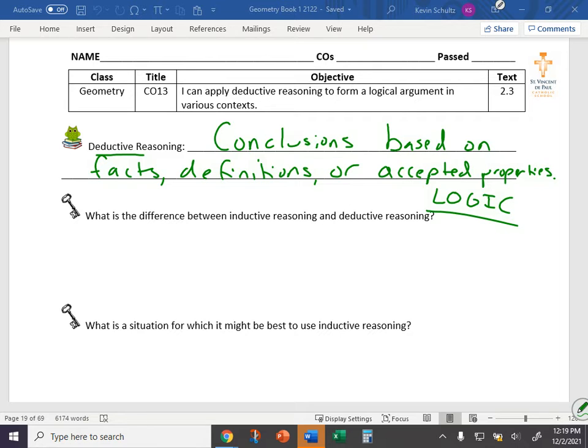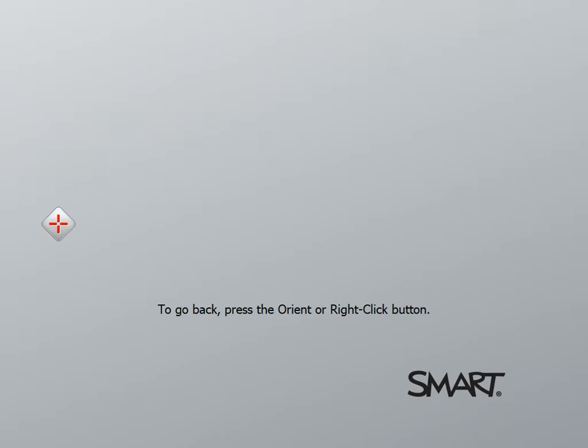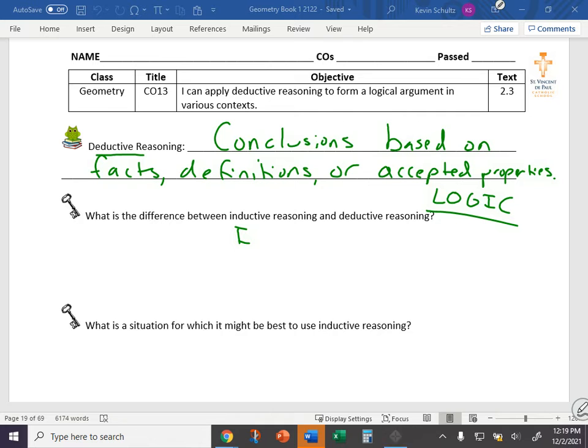So then what is the difference between inductive and deductive reasoning? One thing that we talked about, I gotta calibrate this. That's why my handwriting's so messy. My board's not calibrated. Informal, where deductive reasoning is formal.